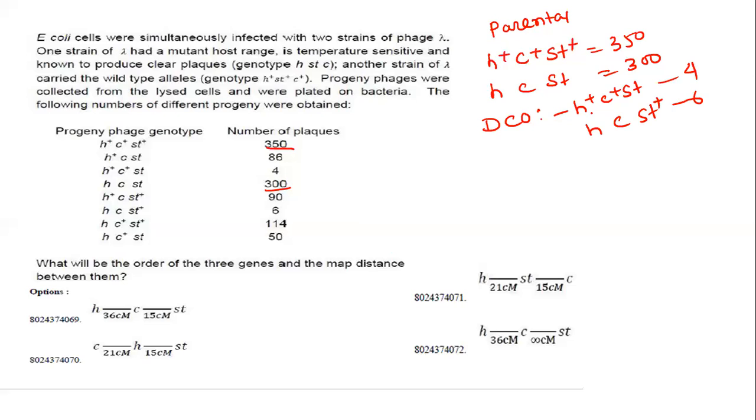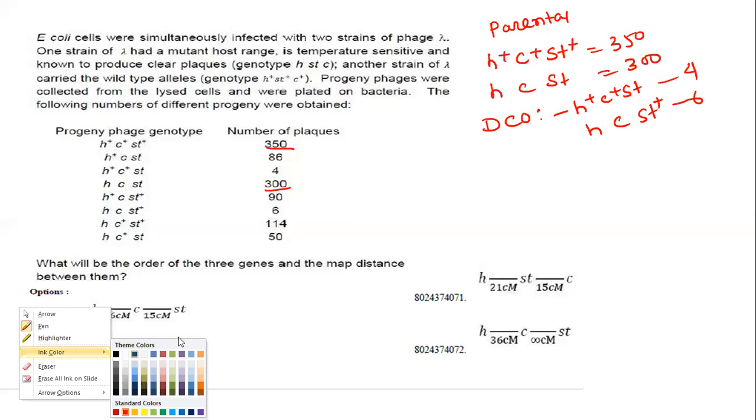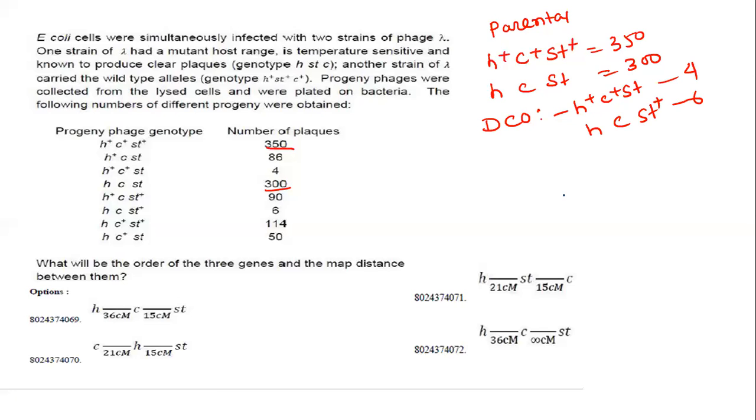Now how will you find the middle gene? If you have to find the middle gene, you have to compare with the parental combination. Compare with the parental combination, H plus C plus ST plus. So the change is here. So ST is the middle gene. From that also you can conclude that option 2 will be correct.